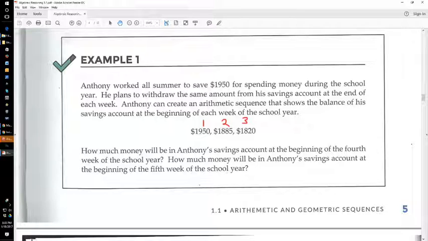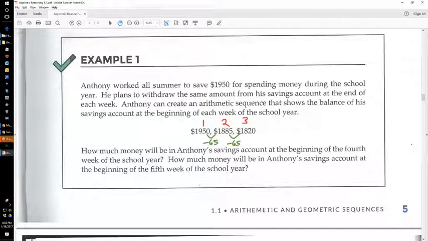So first thing we want to look at is, what's the difference between all these? What are we doing to go from one to the next? Well, to get from the first to the second, we are subtracting 65. Okay, that's a good observation. Let's look between the two and see if it's the same. And we will find, yes, it's the same. So since we are adding or subtracting, this is an arithmetic sequence. An arithmetic sequence, not geometric.